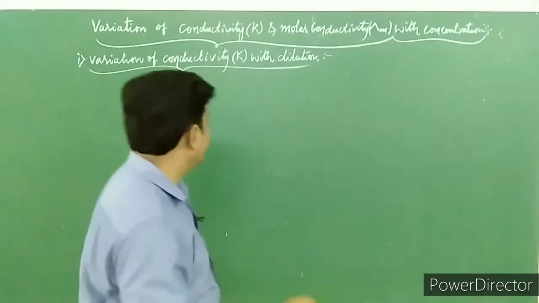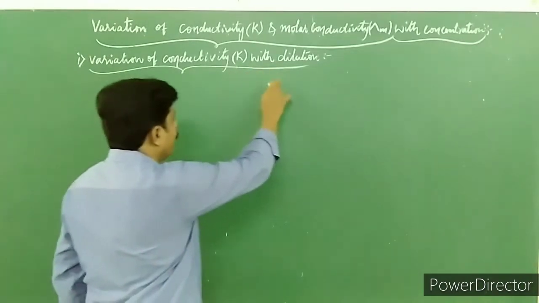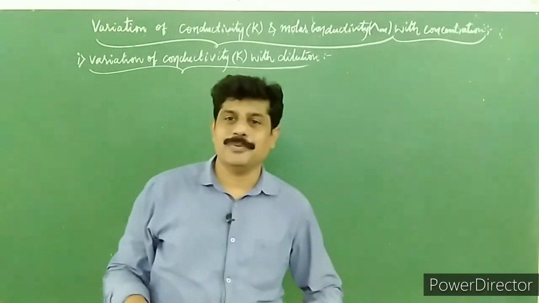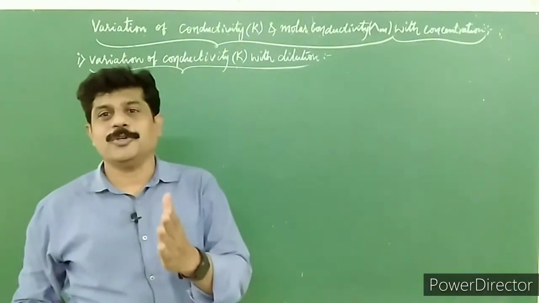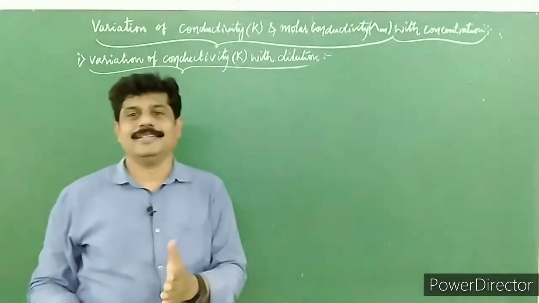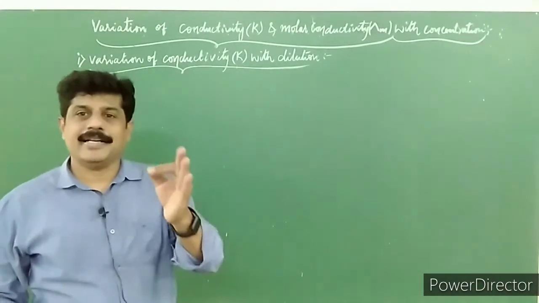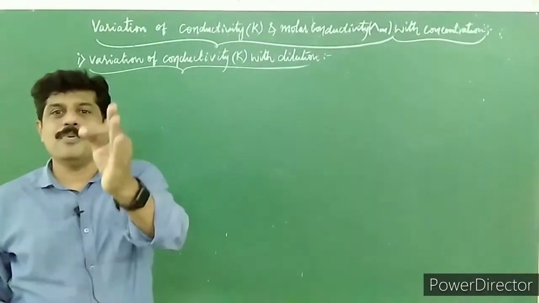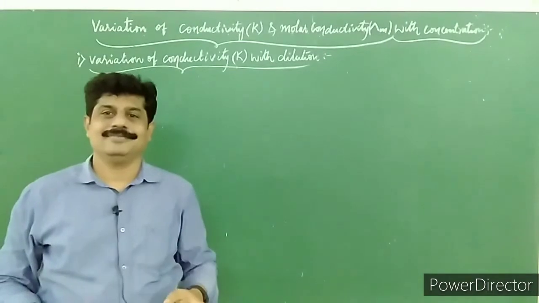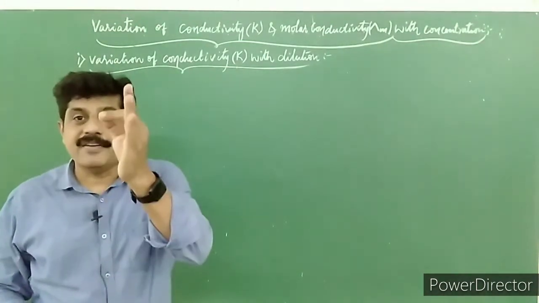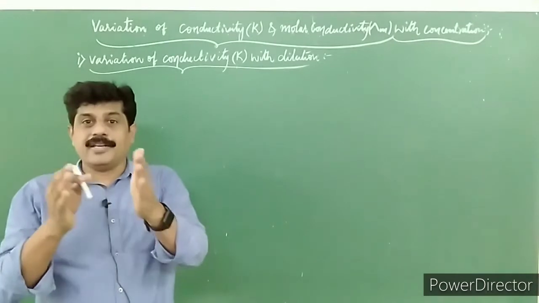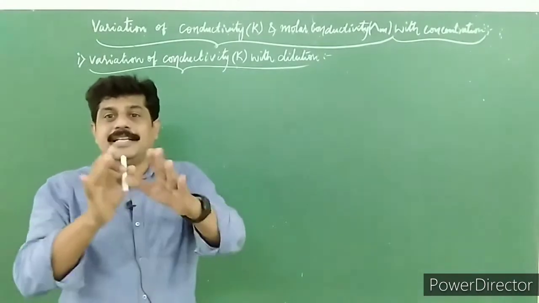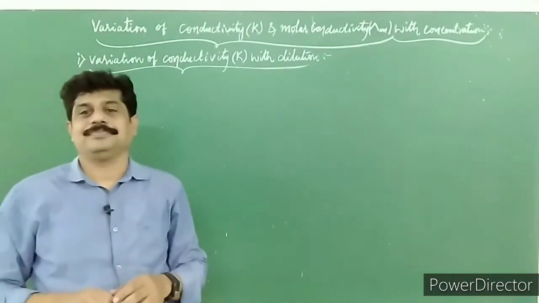Let me take up the first one, that is variation of conductivity with dilution. Children, conductivity refers to conductance of 1 meter cube of the solution or a conductor. Remember, conductivity always decreases with a decrease in concentration for both weak and strong electrolyte. This can be explained by the fact that the number of ions per unit volume that carry the electric current in the solution decreases with the dilution.